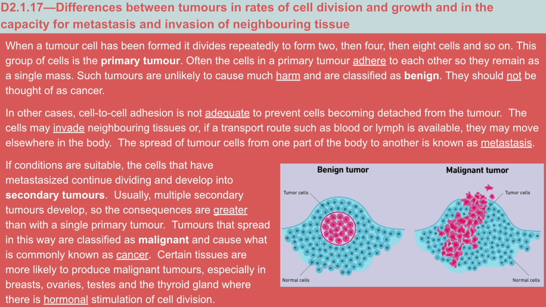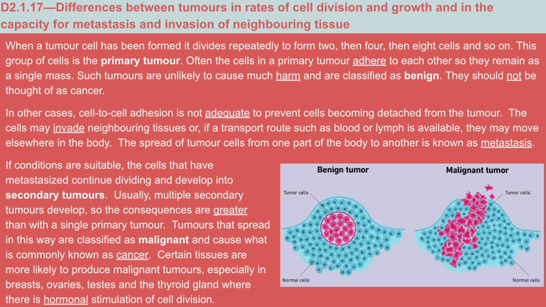When a tumor has formed, we call it the primary tumor. If the cells are all sticking to each other and they're not spreading, then that's a benign tumor, and it's not thought of as cancer. But in other cases, the cell-to-cell adhesion is not adequate. The cells may invade neighboring tissues. We call that spread of tumor cells from one part of the body to another metastasis. If that occurs and those spreading cells end up forming secondary tumors, then we call those malignant tumors, and that's commonly known as cancer.